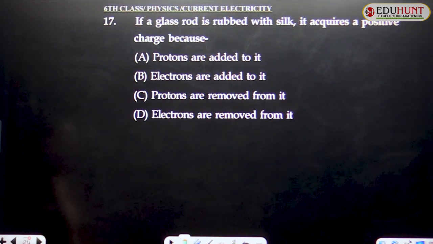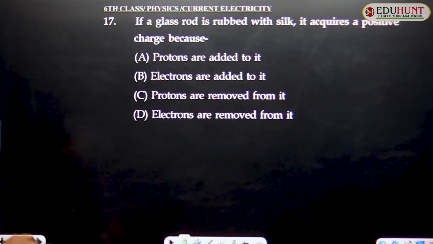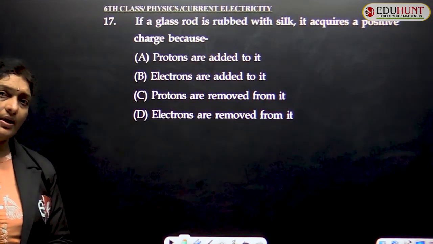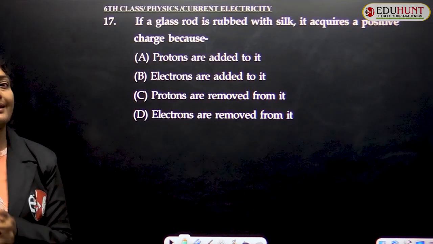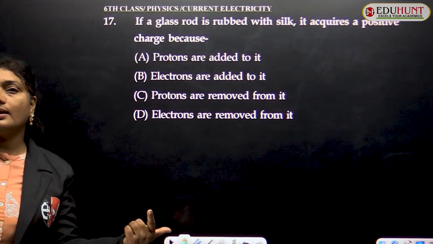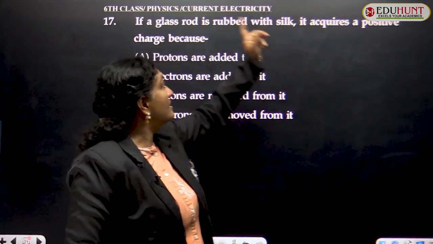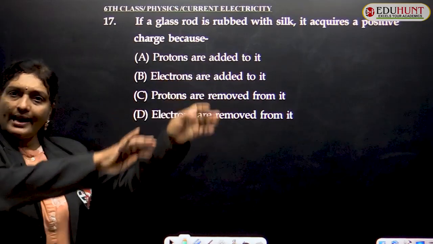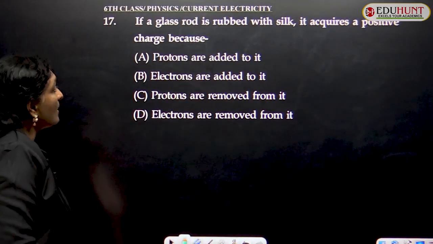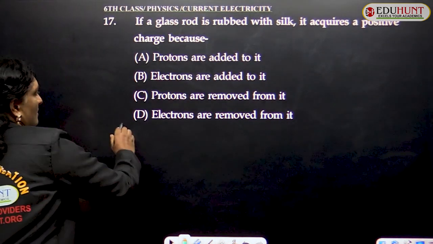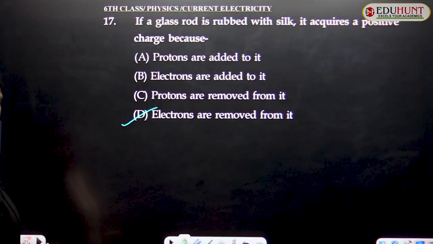And now the 17th one: if a glass rod is rubbed with silk, we discussed this. What happens, children? Electrons start moving from the glass rod to the silk cloth. So, silk gets negatively charged and the glass rod becomes positively charged. A glass rod rubbed with silk acquires a positive charge because electrons start moving from the glass rod into the silk cloth. When electrons are removed from a substance, it acquires a positive charge.